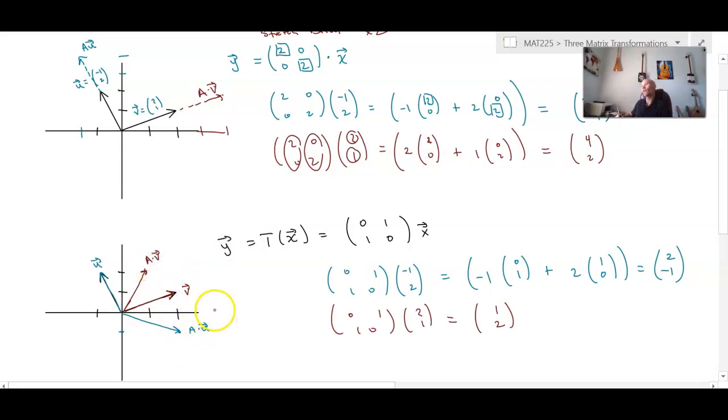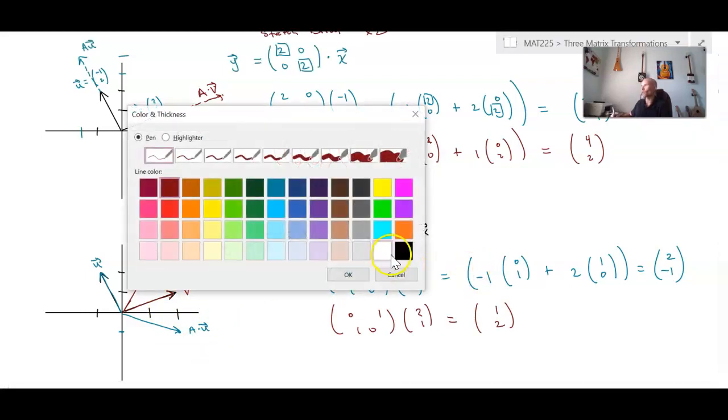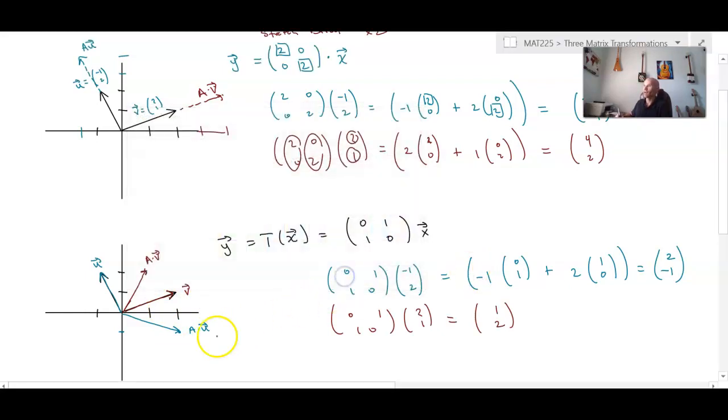Now you might wonder, what did this do exactly? And this is actually what we call a reflection about the line y equals x. So the line y equals x is approximately that line right there, y equals x, and this is a reflection about y equals x.